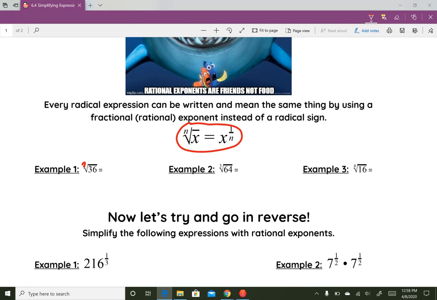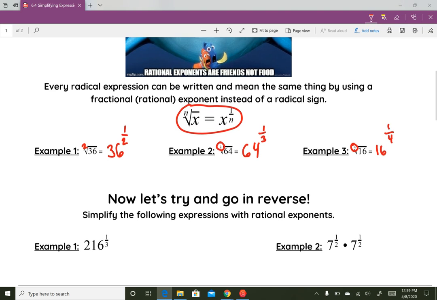36, square root, remember, has an index of 2, so this is just going to become 36 to the 1/2. My index here is 3, so this is going to become 64 to the 1/3. And if you're seeing the pattern here, maybe you can pause the video and try example 3 yourself. My index here is 4, so this is going to become 16 to the 1/4. So whatever the index is, that's what's going to go in the bottom of your rational exponent, or in the denominator.